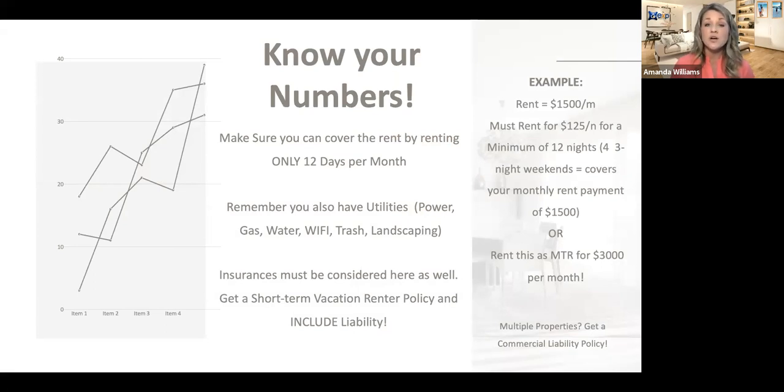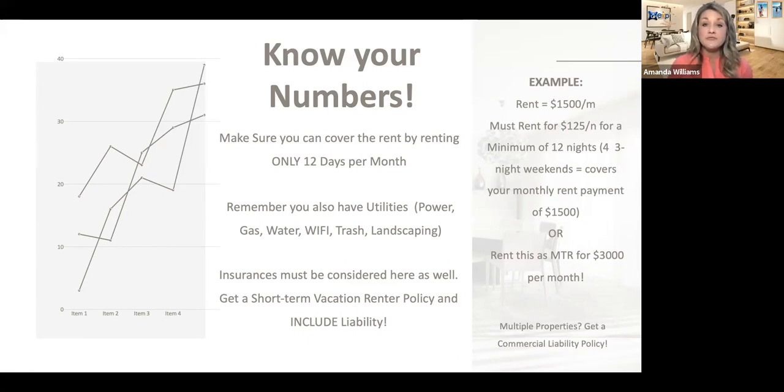Now, make sure that you are able to cover the rent that you're paying for these properties. And again, I'm talking arbitrage, okay? You're renting these properties from the landlord. Make sure you're able to cover that rent in just 12 days of this property being rented. Meaning, if you look over here on the side, it says example. If you're renting a property for $1,500 a month from the landlord, then that property must rent for $125 a night minimum for 12 nights.